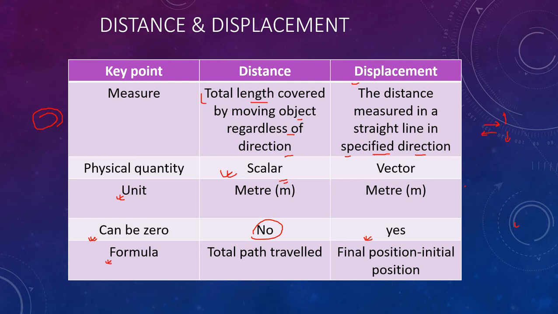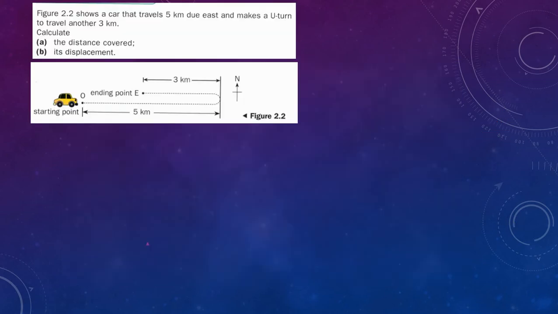So what is the formula of distance? The total path traveled by a moving object. And for displacement, the final position minus the initial position will give you the displacement. Now let's take some examples. If you look at this question, what is it telling you? A car travels 5 meters due east and makes a U-turn to travel another 3 meters. What is the distance covered?